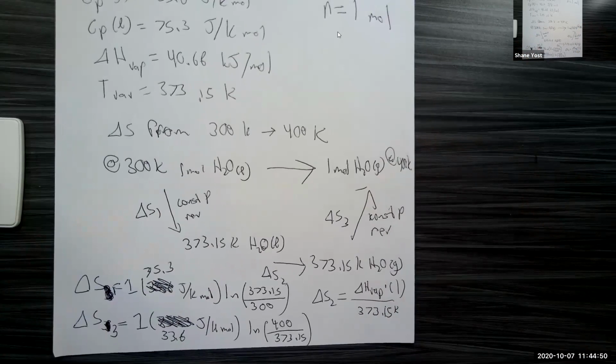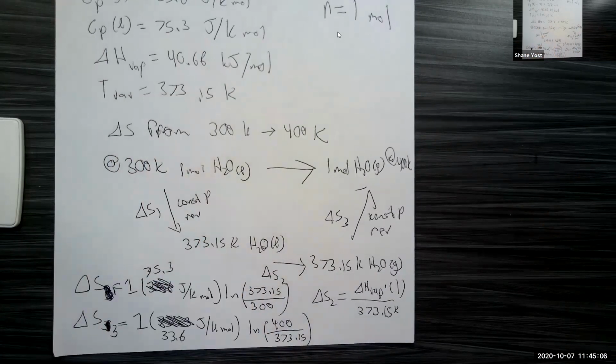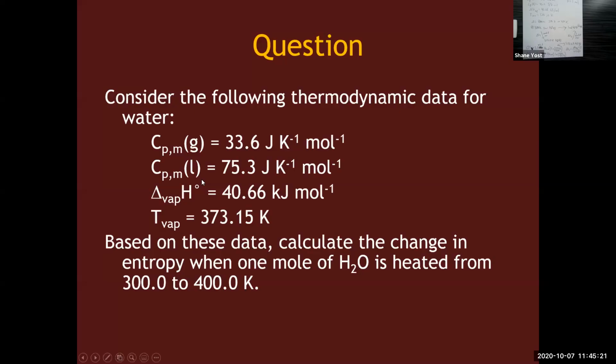For those who potentially didn't hear the comment from the student, the heat capacity I used for the liquid was the gas one, and for the gas I used the liquid one. So I used the wrong CPs with the temperature. So 75.3 is the heat capacity for the liquid, corresponding with the change in temperature of the liquid from 300 to 373.15 Kelvin. That is how we calculate the entropy change for this entire process.